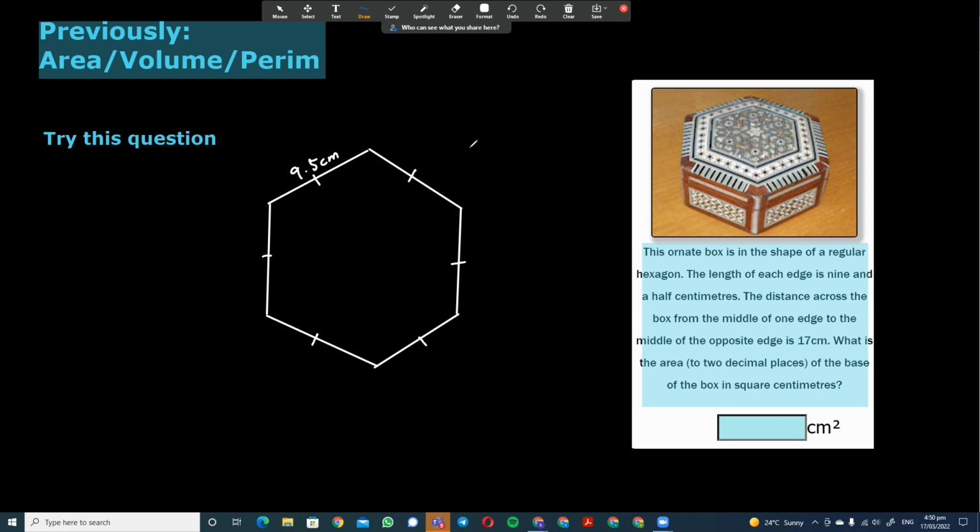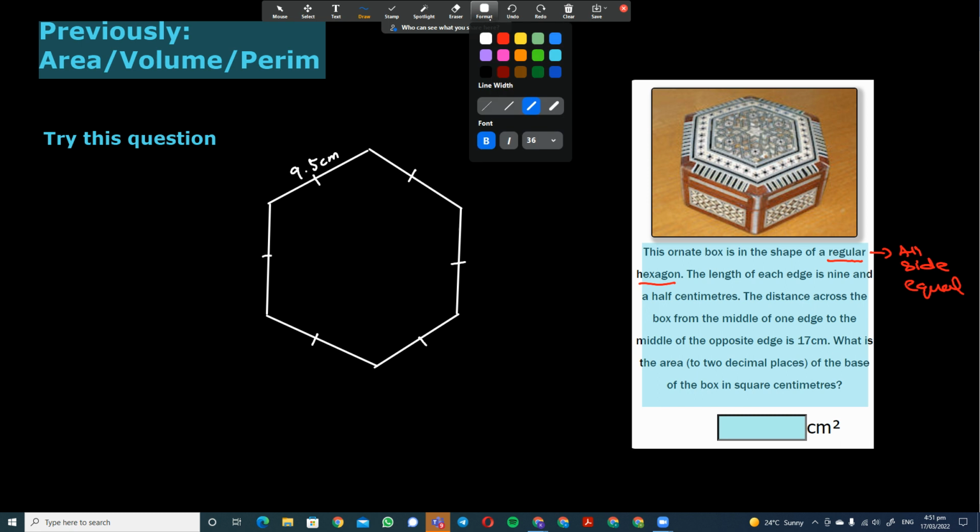Now, how do we know they're all equal? There's a word inside there. What word tells me that all the sides are equal? Can anyone tell me? Regular. The word regular. So if you got a regular hexagon, that means that all the sides are equal. If you got a regular pentagon, all the sides are equal. If you got a regular octagon, all the sides are equal. All right. And the length of each side is 9.5.